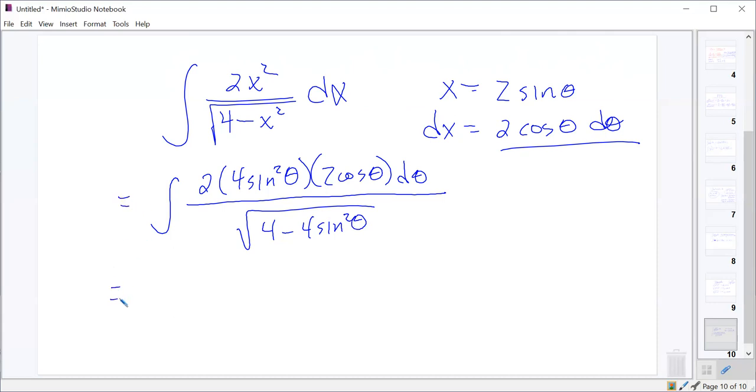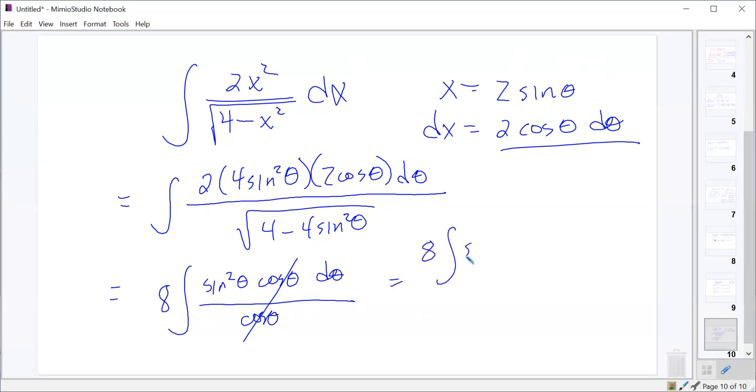Then we'll simplify. So we can pull the 4 out of here. When we pull the 4 out, don't forget that it's a square root of 4. So that's a 2 that comes out of there, which will cancel with this 2. We've got a 4 times a 2 still, which is going to give us an 8. So we'll have 8, and we'll have the integral of sine squared theta cosine theta d theta over, and then here this becomes just a 1 minus sine squared inside there, which is cosine squared, which we square root to get cosine. The cosines cancel. And we have 8 times the integral of sine squared theta d theta.